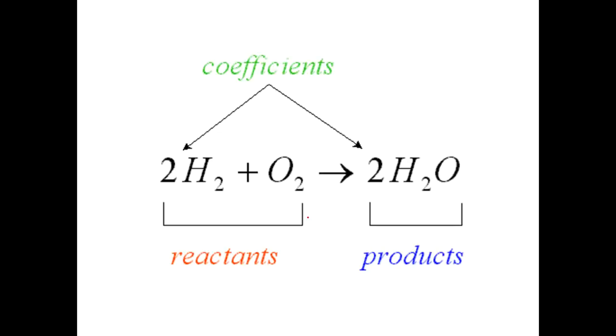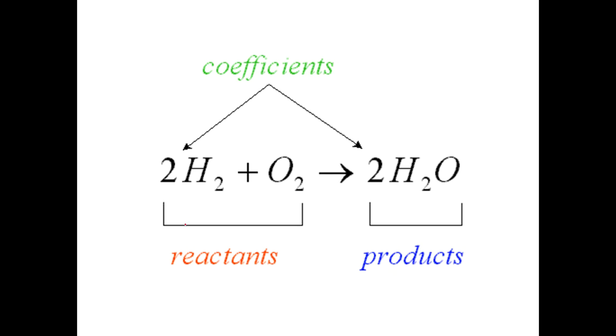Today's topic is on balancing chemical equations. When we're looking at a chemical equation, we need to break some things down so that we can really understand what's going on here. Anytime you see atoms or elements or compounds on the opposite side from where the arrow is pointing, those are going to be the reactants.